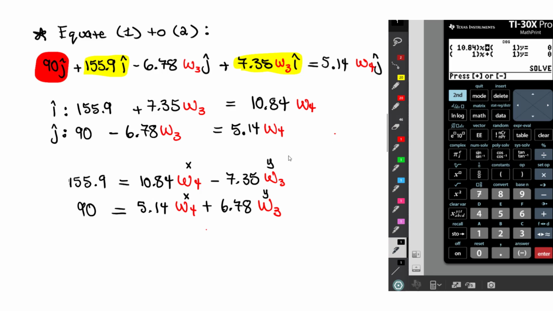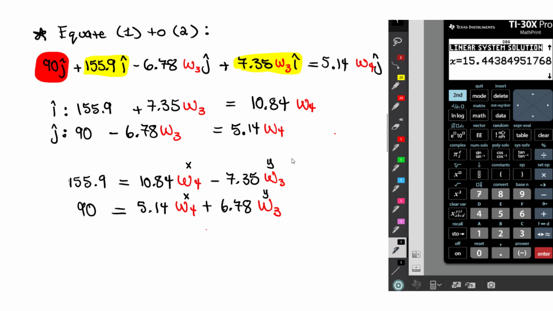So I'll plug in the X. What's in front of the X is 10.84. Then we do minus, a negative symbol, 7.35. Enter. And equals 155.9, right? Then we do the bottom equation. We do 5.14, that's the X value, and we do plus 6.78, and that equals 90. If you plug all of that in, it solves it for you real quick.